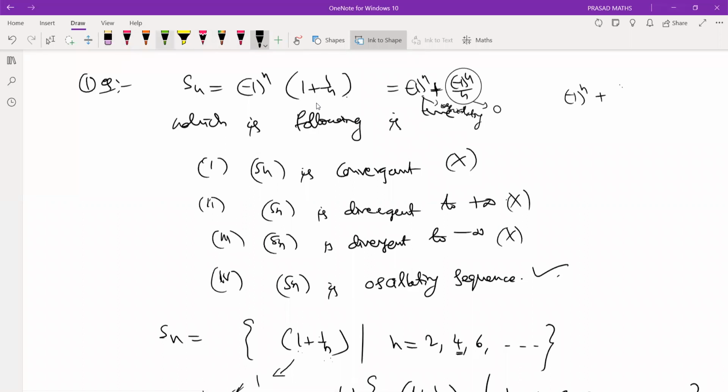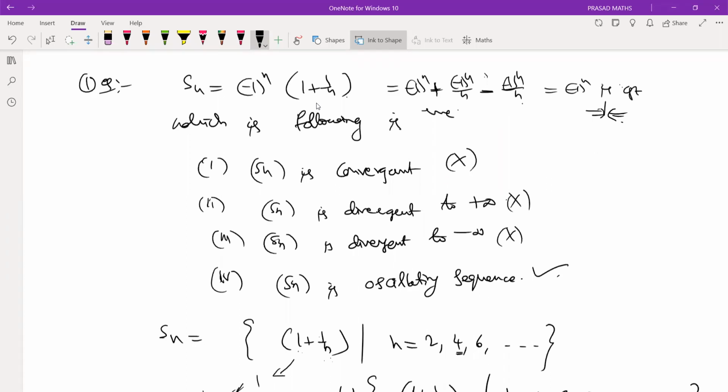The thing is, sir, this one is convergent. Suppose this is convergent, what happens? Let us go through this question carefully. Suppose it is convergent. I don't know whether it is convergent or divergent. Suppose it is convergent. So therefore, this is also convergent. We know that the difference of convergent sequences is convergent. That means (-1) whole power n is convergent. Is it convergent?